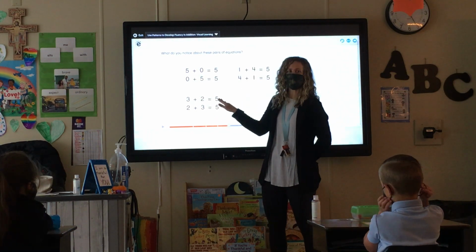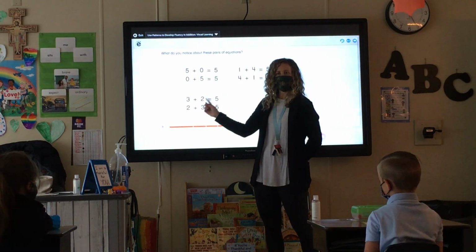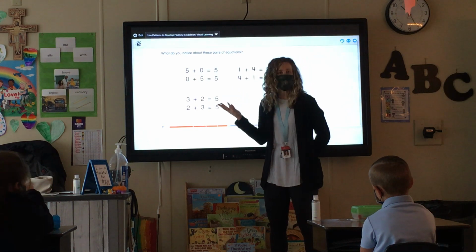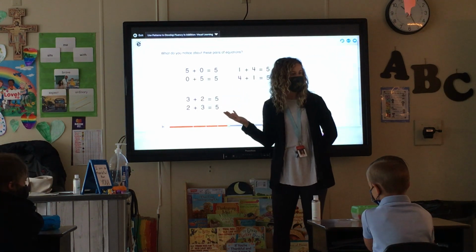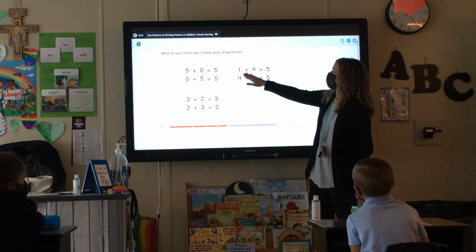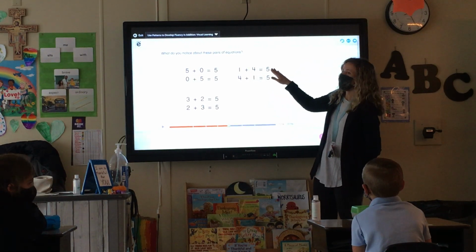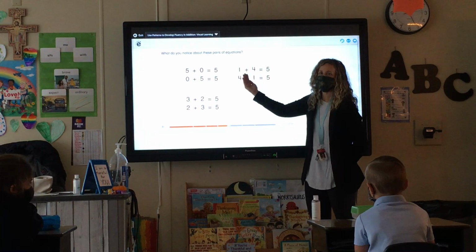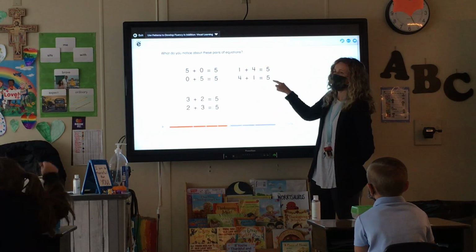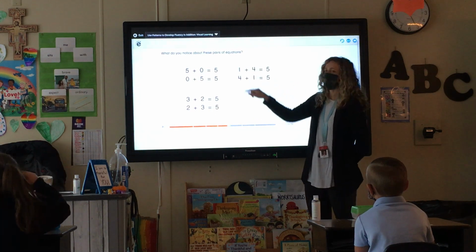3 plus 2 equals 5, but then they look at it, they just flipped it. And they switched the order. 2 plus 3 equals 5. Same numbers, so they're all going to still equal what number? They're all going to equal 5. Good. All right, so again, same thing here. 1 plus 4 equals 5. So guess what? Flip the numbers. Same thing. 4 plus 1 equals 5. You just switched the order around.